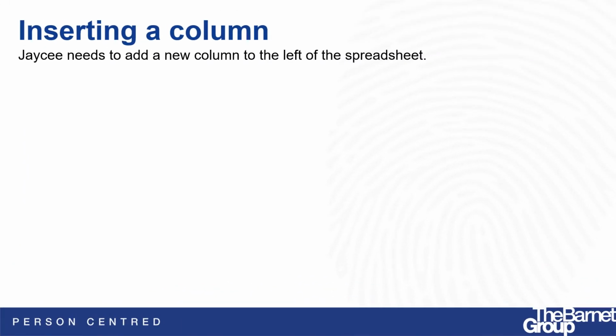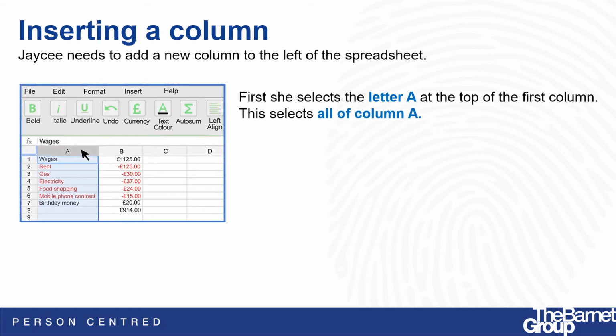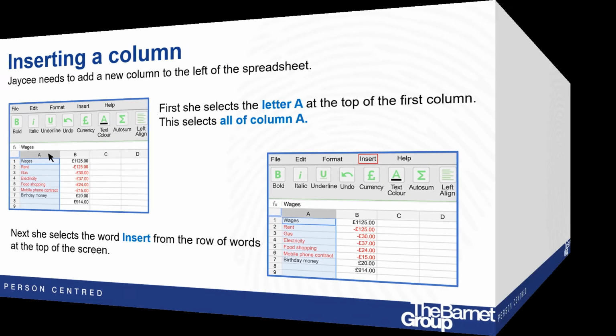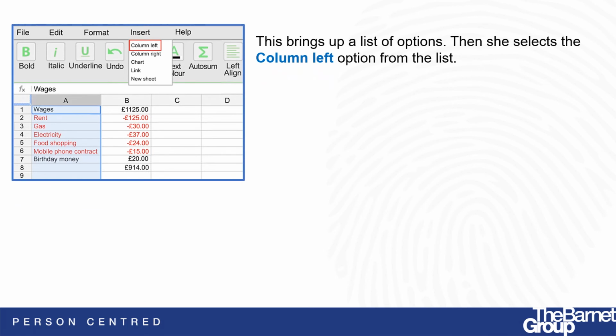Inserting a column. JC needs to add a new column to the left of the spreadsheet. First, she selects the letter A at the top of the first column. This selects all of column A. Next, she selects the word Insert from the row of words at the top of the screen. This brings up a list of options. Then she selects the column left option from the list.